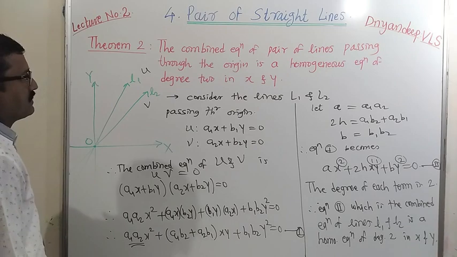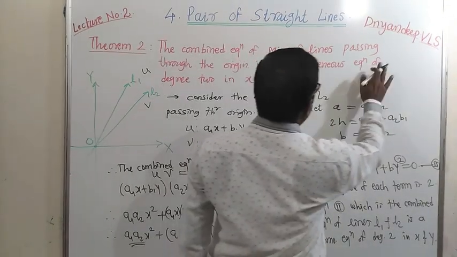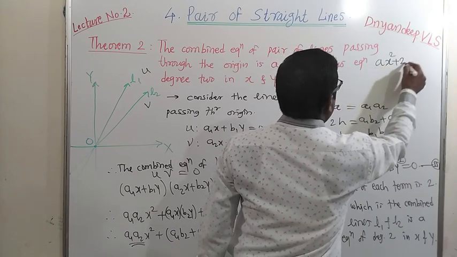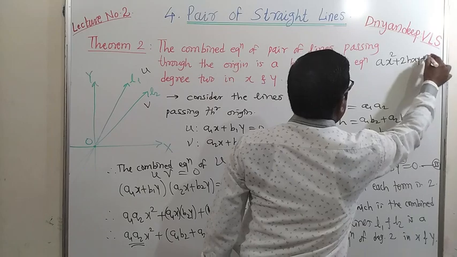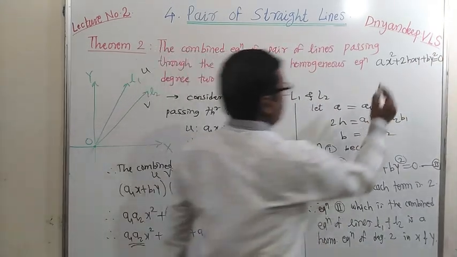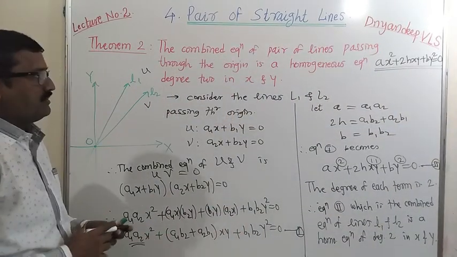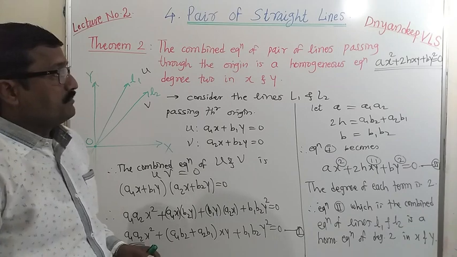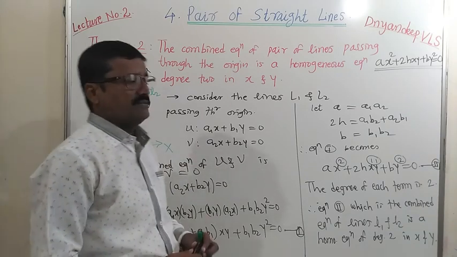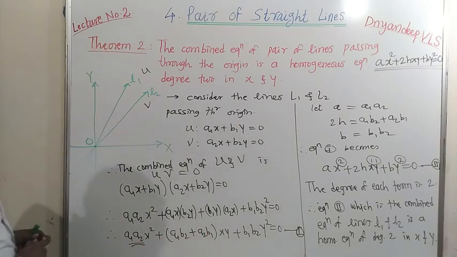So remember, the combined equation of a pair of lines passing through origin is the homogeneous equation ax square plus 2hxy plus by square equal to 0. So that is now our general form of a pair of lines passing through origin, or the general combined equation of a pair of lines passing through origin. Okay, that is the theorem.